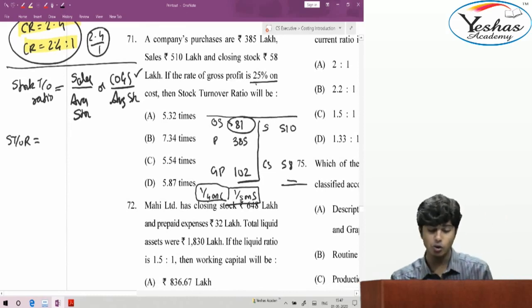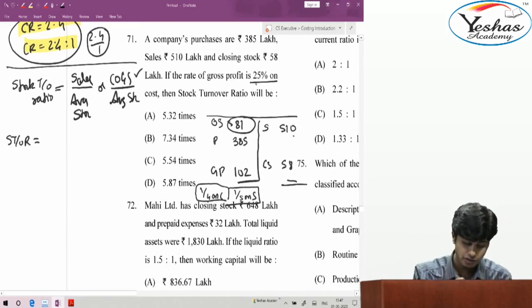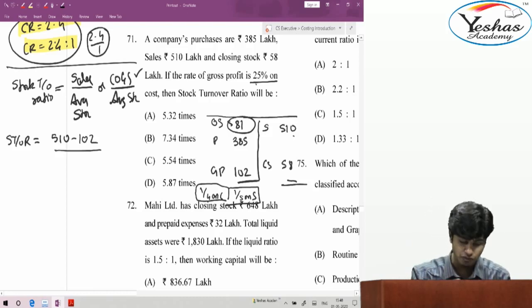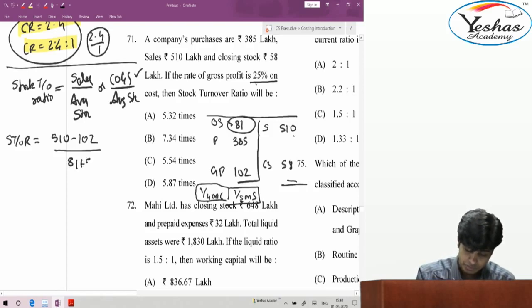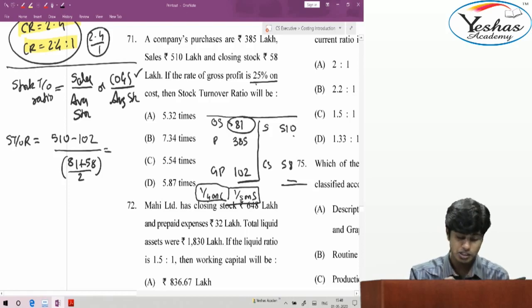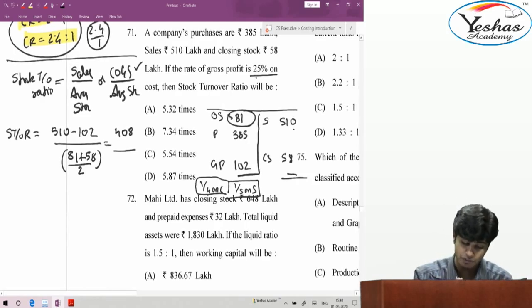I should take my COGS. How do I find my COGS? Sales minus gross profit. 510 minus 102, divided by average stock. What is average? Opening plus closing divided by 2. 81 plus 58 divided by 2. How much is 510 minus 102? 510 minus 102 is 408. 81 plus 58 is 139. If I divide it by 2, I'll get 69.5.